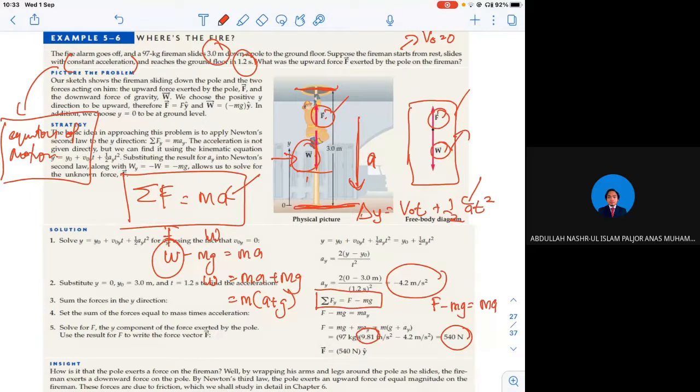Don't get me wrong between that. So the weight minus F equals mg minus F, equivalent to m times g plus a, and then you get 540 Newton. Okay, 540 Newton.